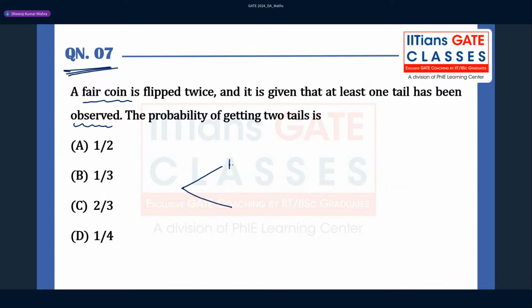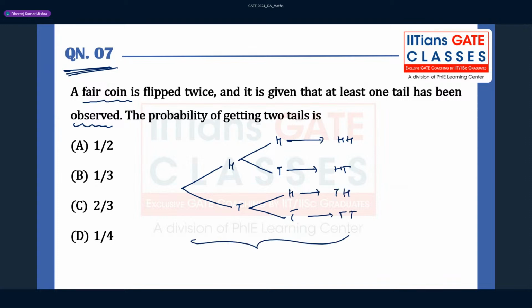So if you toss a coin, you will get head or tail. Again, you toss a coin, so you will get head or tail, right? So what is the sample space here, guys? These are the outcomes in the sample space: HH, HT, TH, and TT, right? So this is a sequential description, okay, to write the sample space of any random experiment.